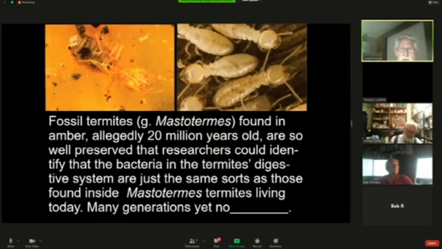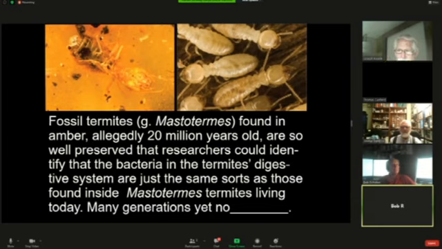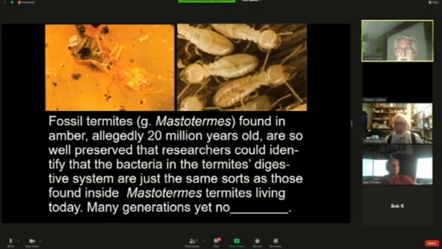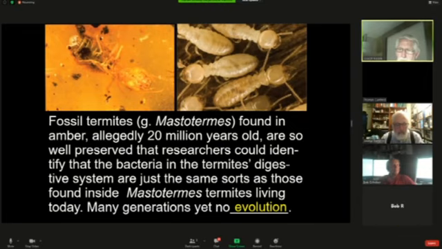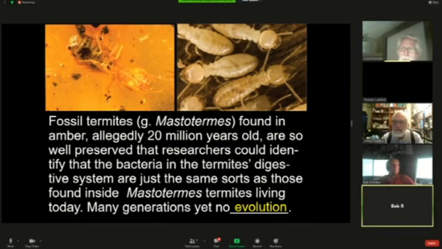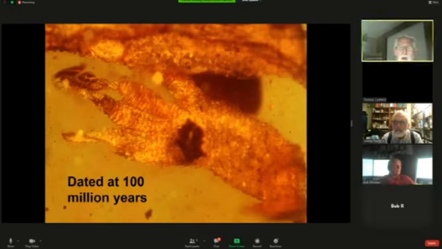How about termites that are found with organisms in the gut that are identifiable as the same as organisms in termites today? This gets pretty remarkable, I think, that there are all these generations that have passed in subsequent 20 million years, according to evolutionary dates, yet no evolution. It's exactly the same thing. You know, that should knock your socks off. So here we are, dated at 100 million years, and what are we looking at? We're looking at part of the gecko here.